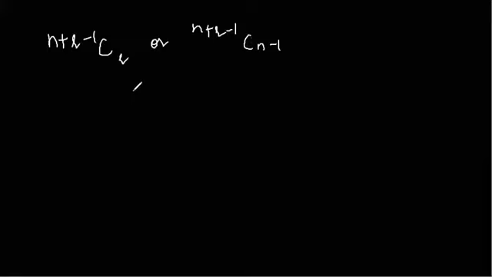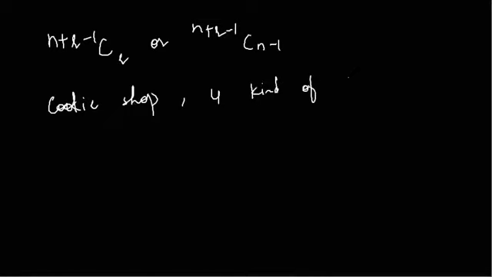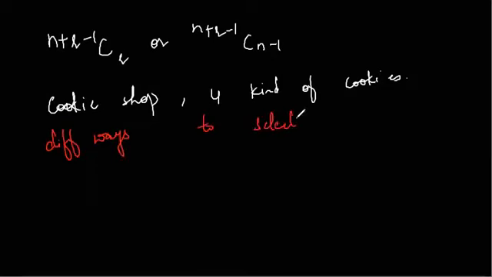Let's see the example. Suppose we have a cookie shop which has 4 different kinds of cookies. In how many different ways can we select 6 cookies?